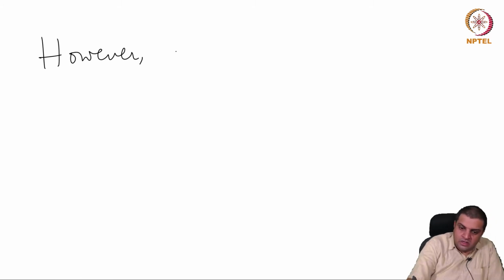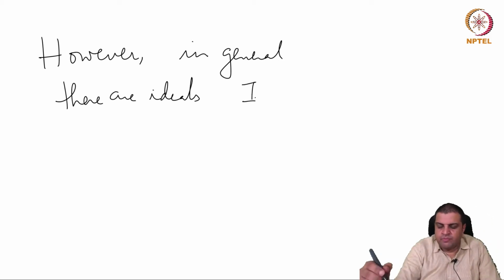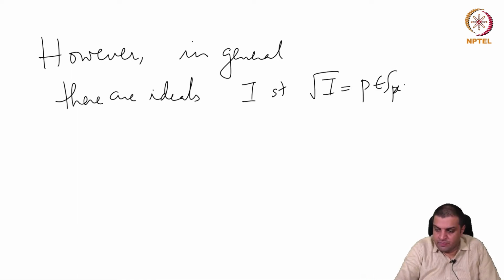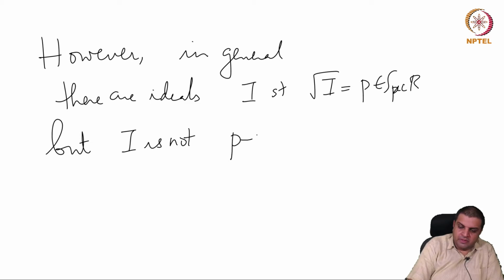However, in general, there are ideals I in Noetherian rings such that the radical of I is a prime ideal P, but I is not P-primary.